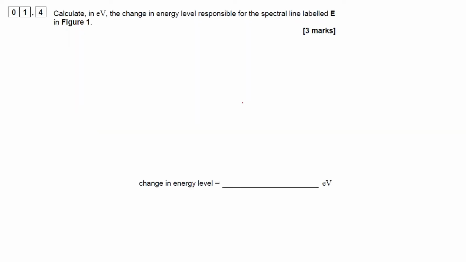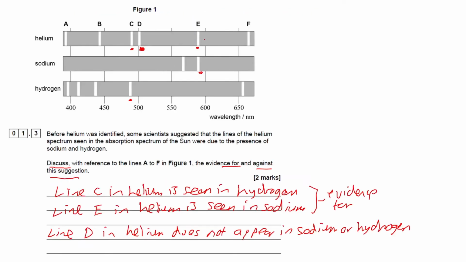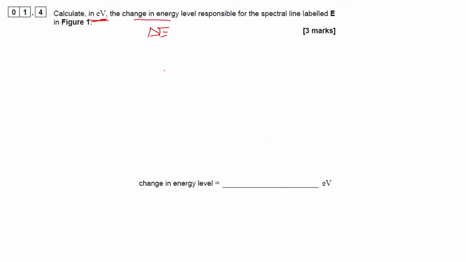Okay, second to last question here. This is a calculation, and they want us to calculate in eV, so we have to make sure we keep in mind we understand this unit, electron volt, and how to convert that from joules. This is a unit of energy. And we want to know the change in energy responsible for the spectral line labeled E. So if you go back to figure 1 and look at E, you can estimate this to be around 590 nanometers.